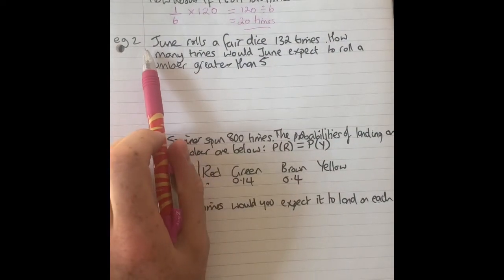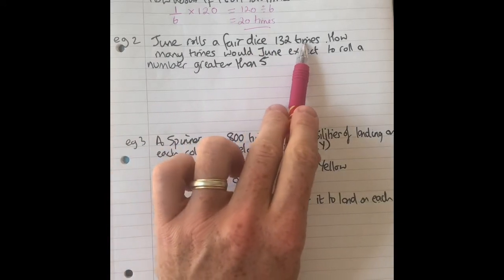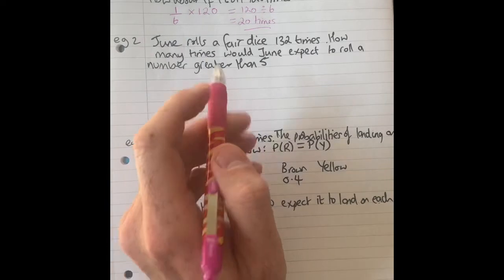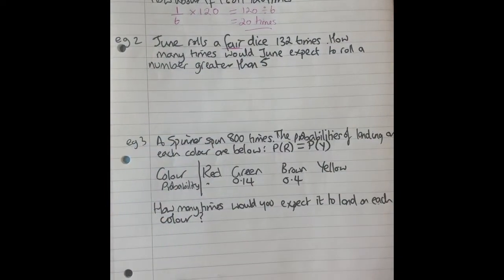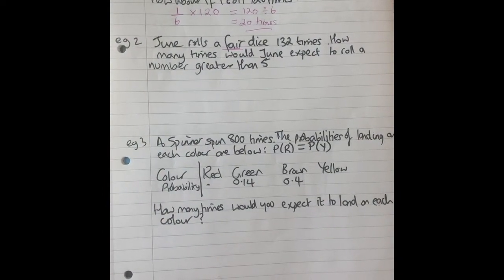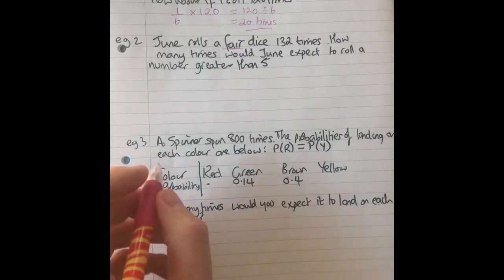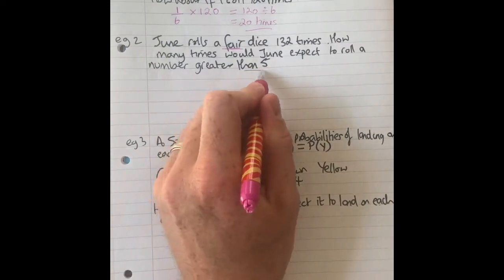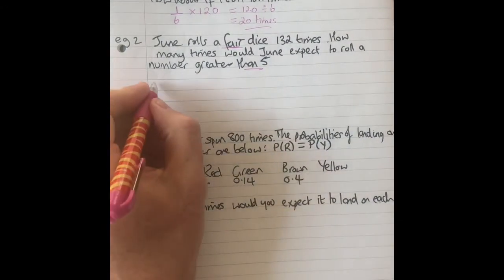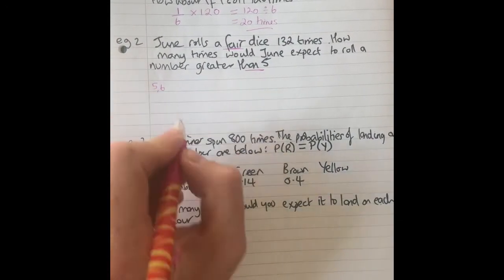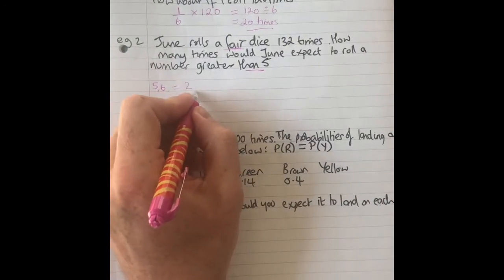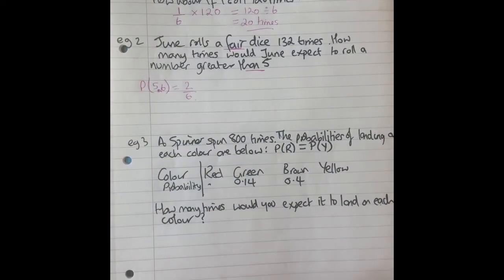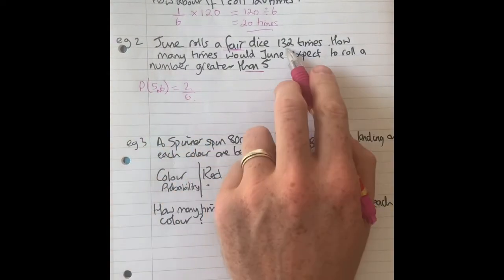Second example of the video. So June rolls a fair dice 132 times. How many times would June expect to roll a number greater than 5? So first of all, it's a fair dice, which means that the probabilities are equal. So each number has got an equal chance of being selected. So a number greater than 5. Well, how many numbers are there greater than 5? 5 and 6. So the probability will be 2 6ths. So 5 or a 6 will be 2 6ths. So you want 2 6ths of 132.